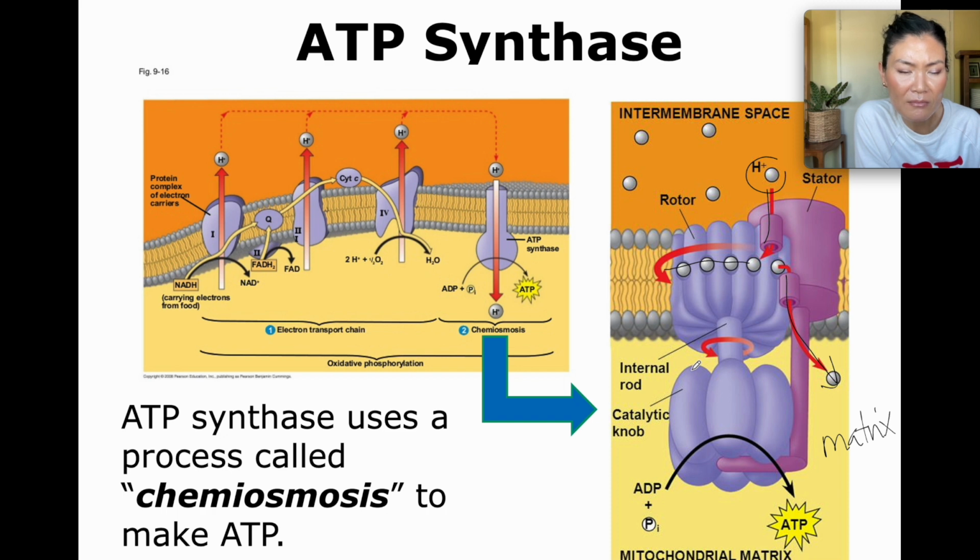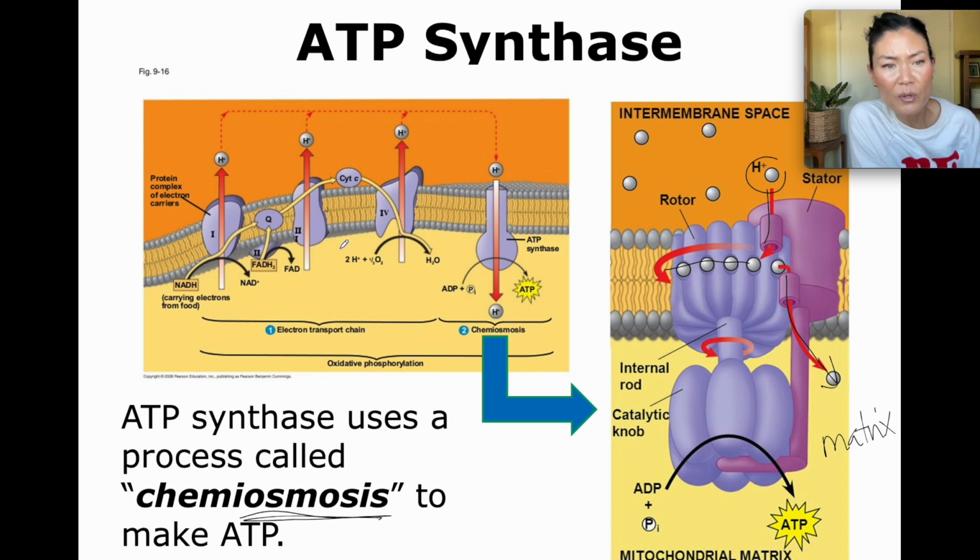When we think osmosis, we think of the movement of water, but in this case, it's not really the movement of water, it's the movement of protons that's responsible for making ATP. So what is chemiosmosis? How should I describe what chemiosmosis is? It's the building up of a concentration gradient for the purpose of making ATP.